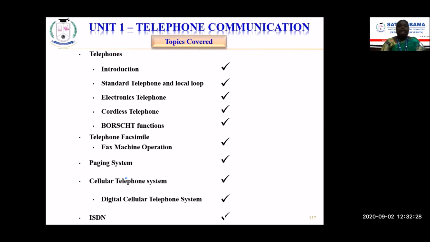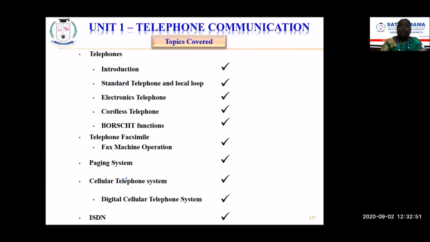And finally, in today's class, we have learned about ISDN. So these are the topics covered in unit number 1, under the heading telephone communication. We have come to the end of the first unit, and to practice whatever topics we have covered, let's go to the practice quiz.